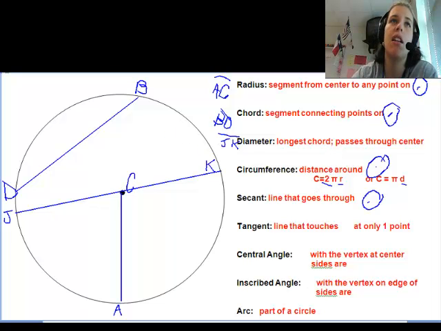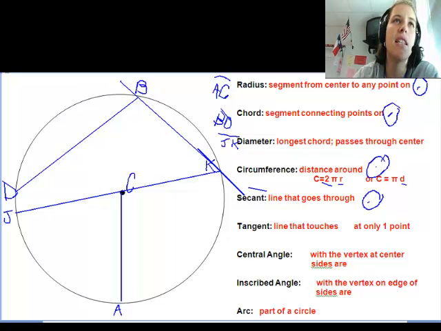I'm going to put it in a completely different one. But I'm going to use two of the points we already have. I'm going to use K and B. Again, I'm going to go from K to B. Now, if I stopped at K and B, then that would be a chord. But I'm going to keep going through B, and I'm going to keep going through K, and just pretend that's all one line. Okay. And that makes it a secant.